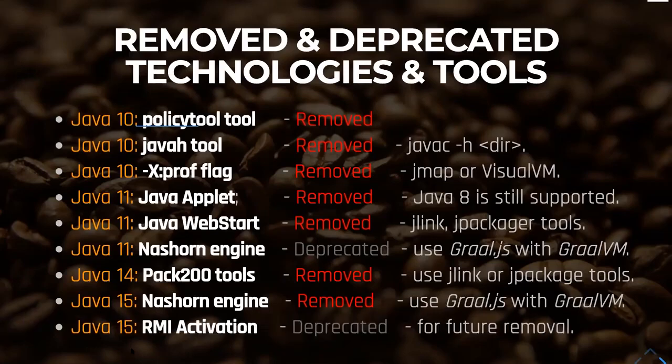And finally, RMI activation is removed totally, marked for removal. So it's deprecated for future removal. I expect RMI will be removed in Java 17.